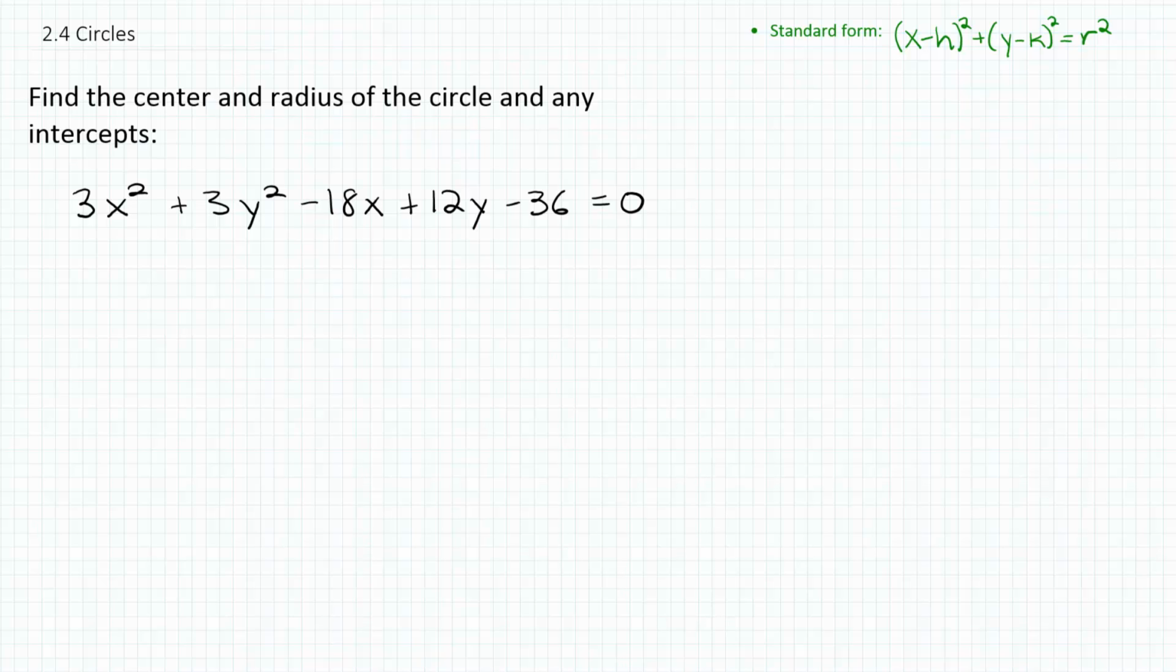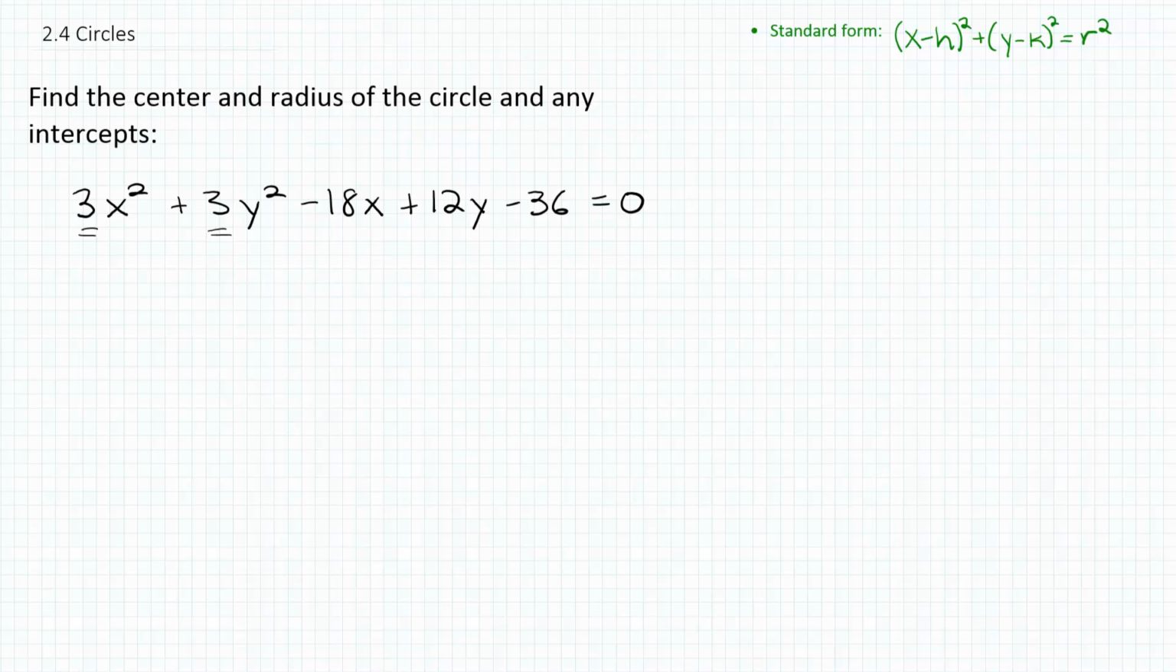Find the center and radius of the circle and any intercepts. All right, so we have an equation of a circle that's given in general form. We want to write it into standard form. So what we're going to do first is remove this coefficient that's in front of the x squared and y squared terms. Luckily, it's something that can divide into all the terms in the equation.